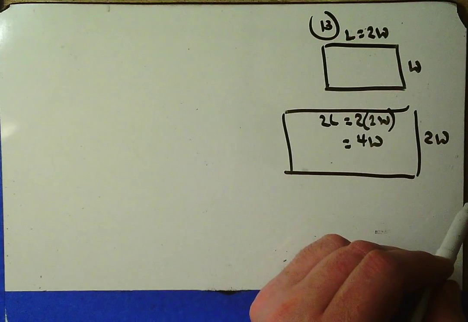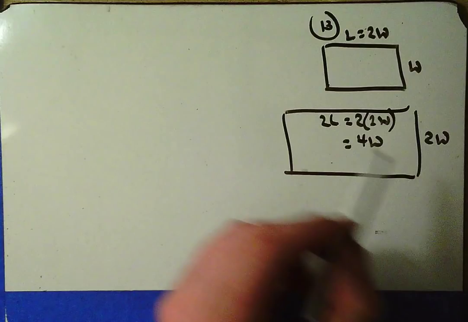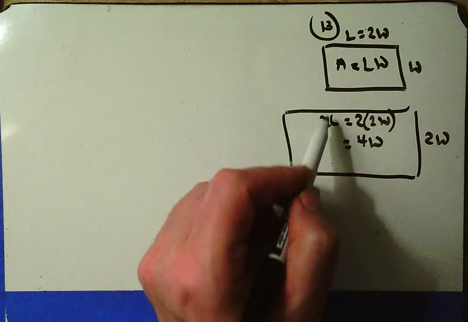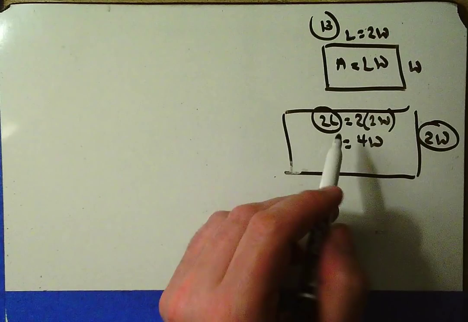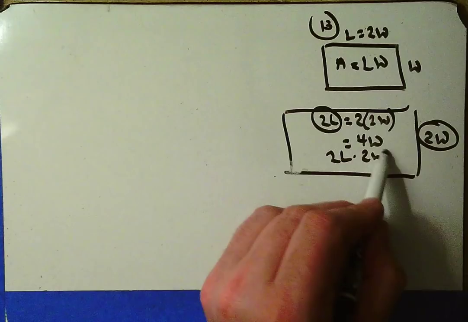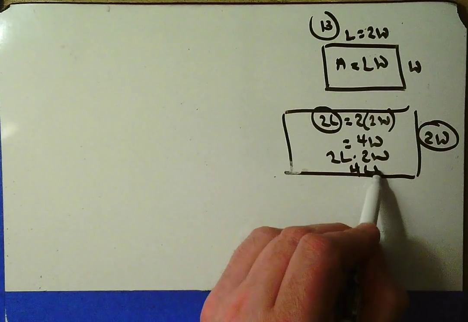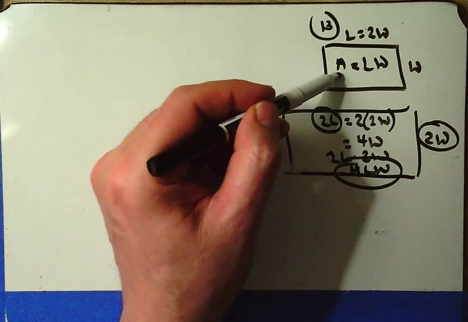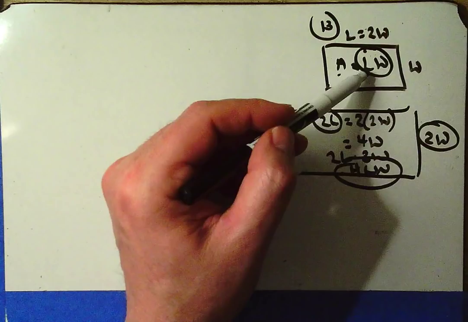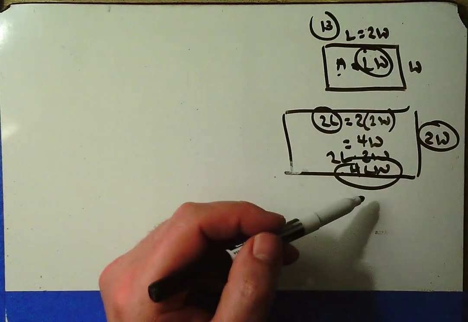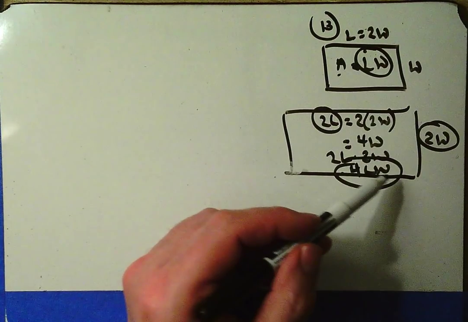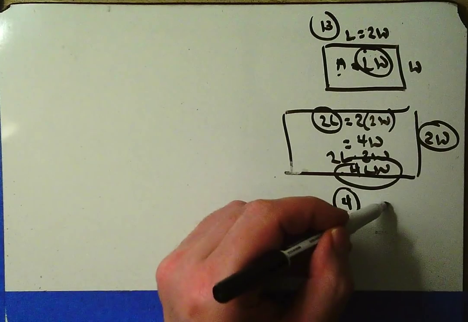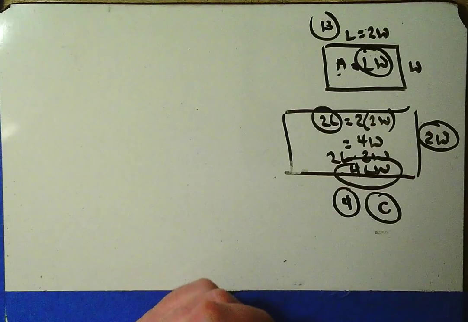Okay, well, I know the area here is just length times width, but the area here is 2L times 2W, and we end up with 4 times length times width. How much bigger is the vegetable garden compared to the flower garden? Well, the flower garden's area is length times width, and the vegetable garden's area is 4 times length times width. So I say 4 times larger, which corresponds to choice C.